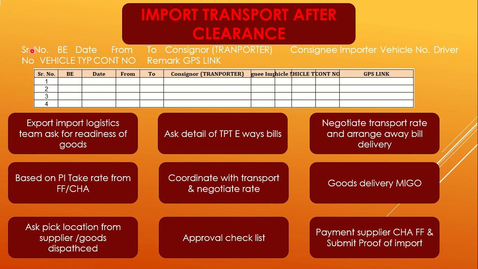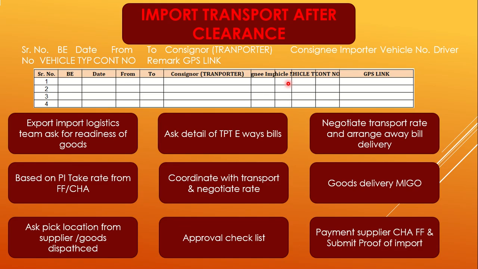First is the serial number, second is the bill of entry number, bill of entry date, from which CFS these goods have been picked up, and at which location these goods will be delivered. Then the transporter company name and the importer company name. The transporter is the company who is arranging the transport, and the importer is the one who is importing the goods. So both company names need to be mentioned.